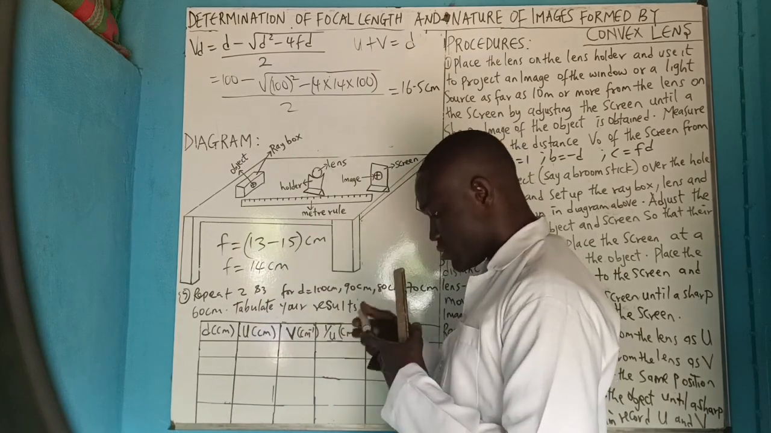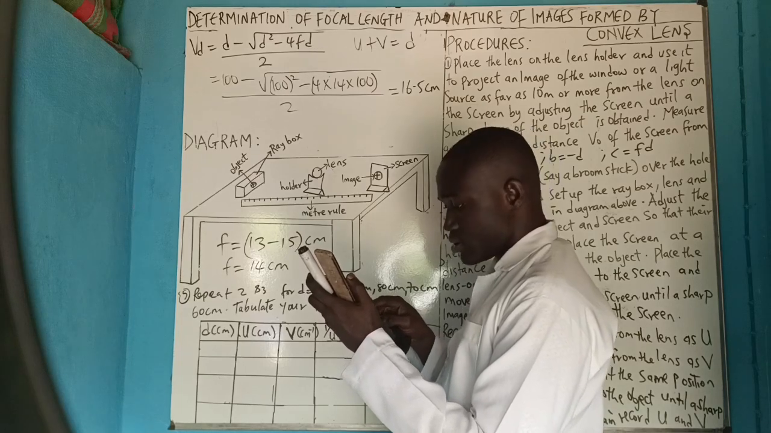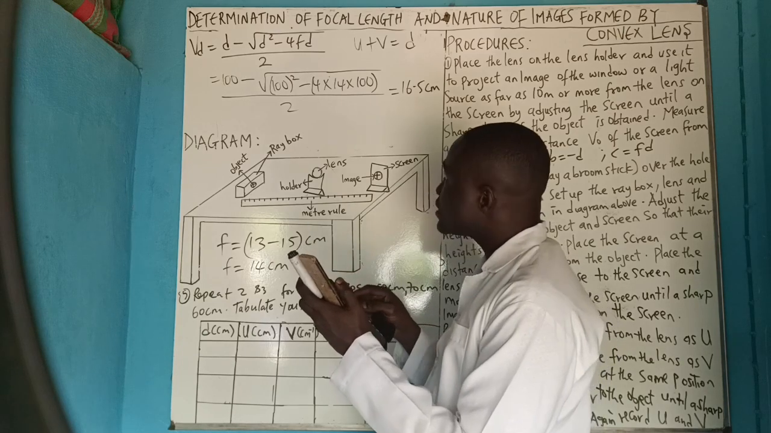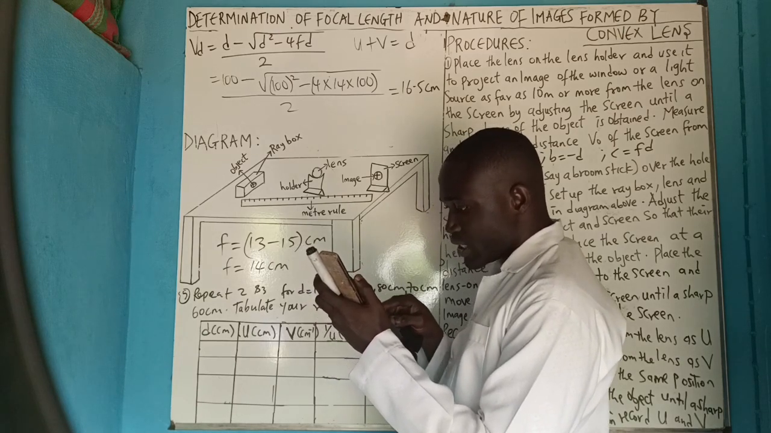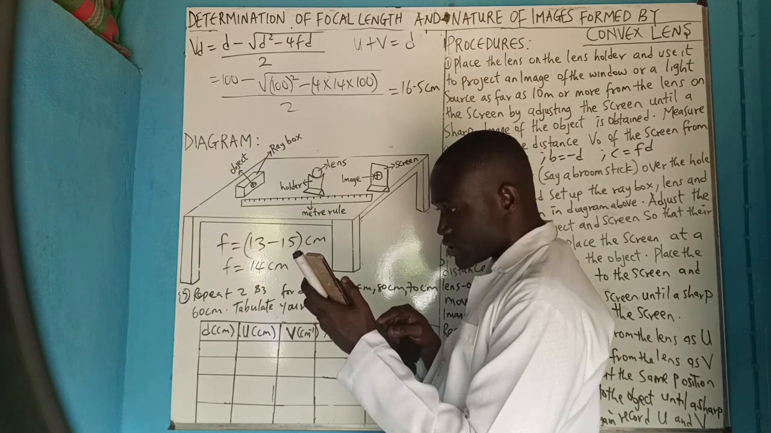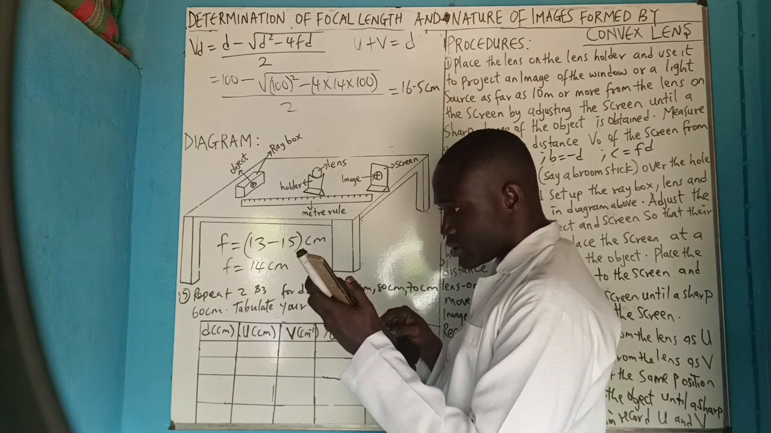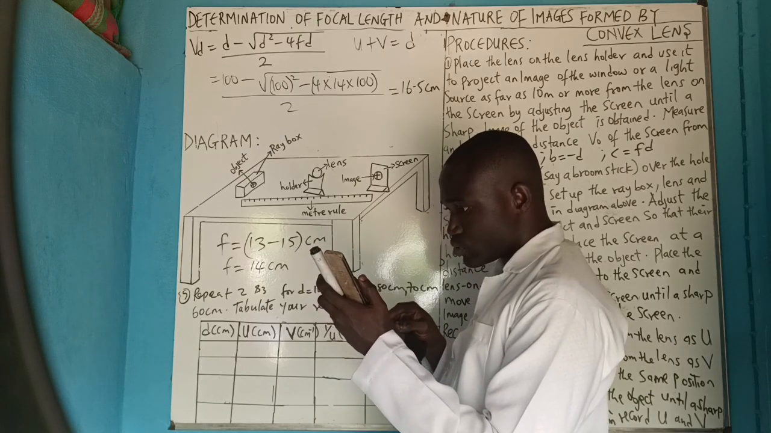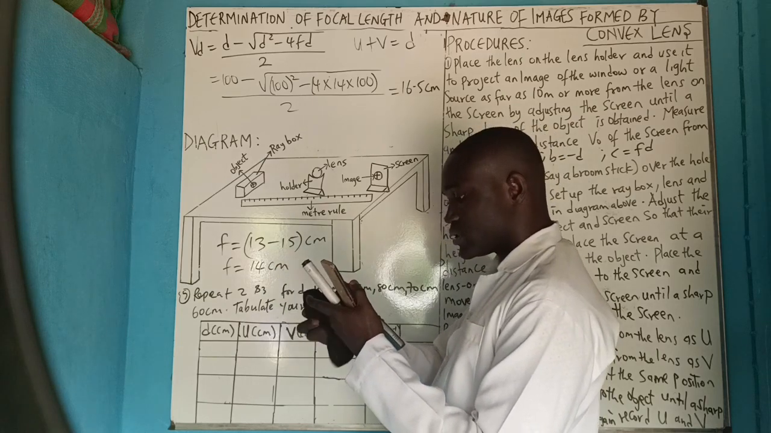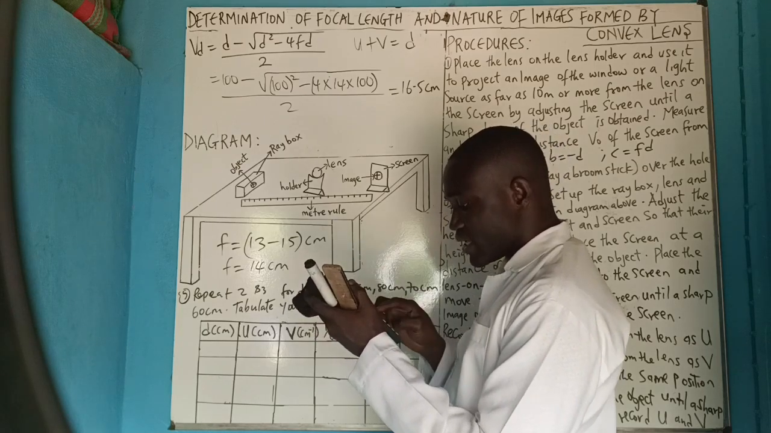So we'll be having square root of, okay, 100 minus bracket square root of bracket 100 squared minus bracket 4 times 14 times 100, divided by 2. That will be giving me 16.8. Let's check it again.